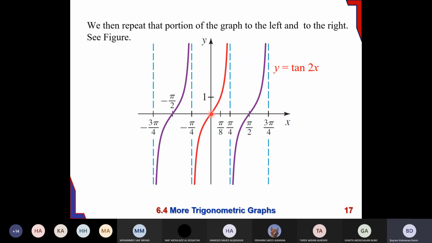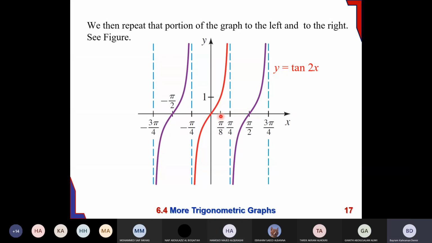We have the 0 as x-intercept again. And remember, it was here pi over 4 before, right? Tangent pi over 4 is 1, of course. But now pi over 4 became pi over 8, because we divide by 2. Yes, if x is pi over 8, then 2x will be pi over 4, right? Again, tangent pi over 4 will be 1, of course.